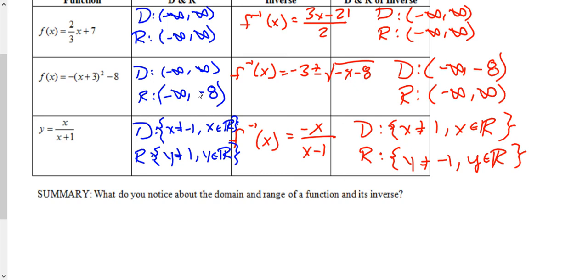So here in example 1, you really can't tell that there was a switch happening. In example 2, something did happen here. So my range and domain switch spots in my inverse compared to my original. And here, definitely on the last one, we switched spots for my domain and range. So what do you notice about the domain and range of the function and its inverse? Domain and range switch for the inverse.